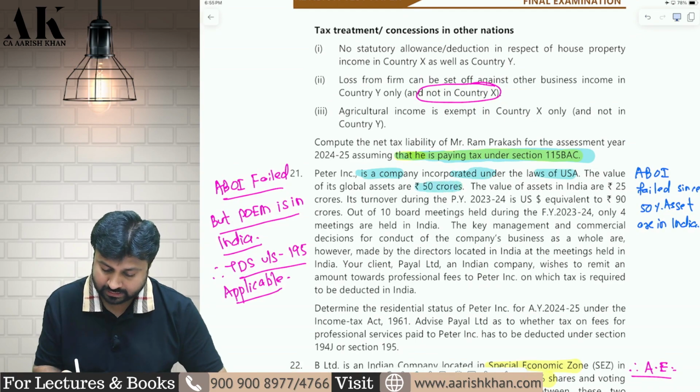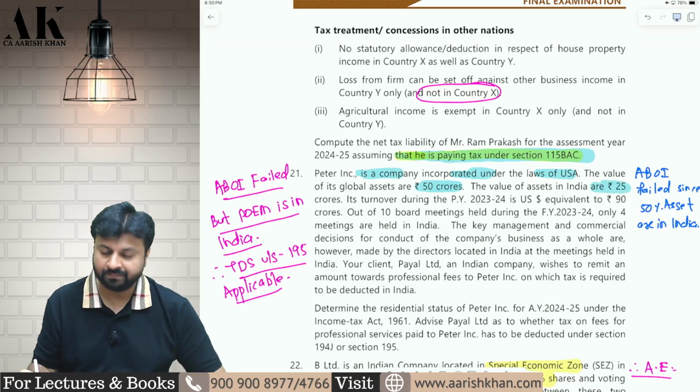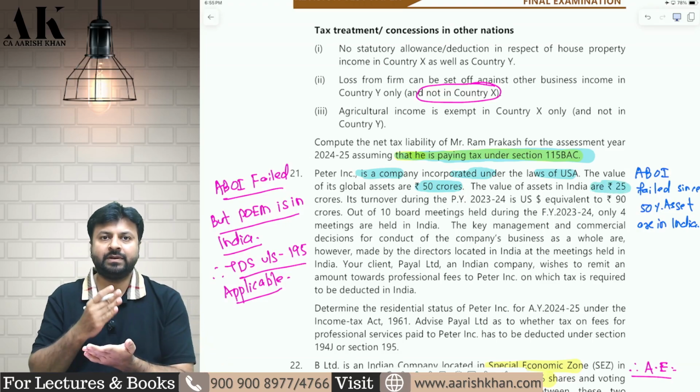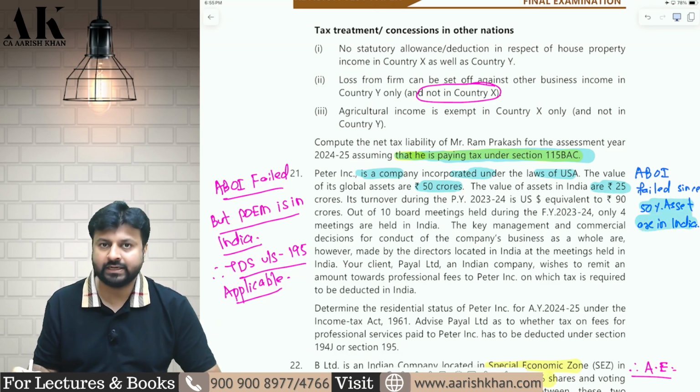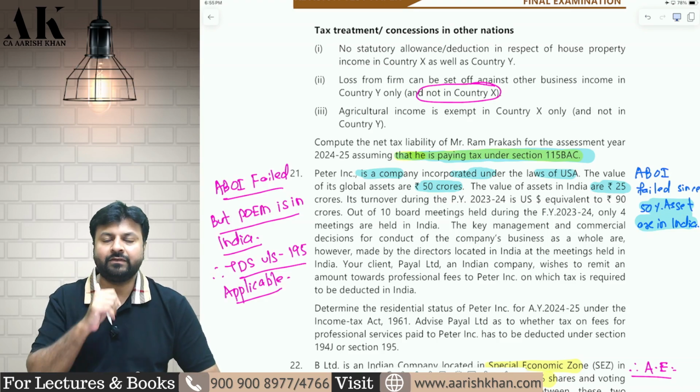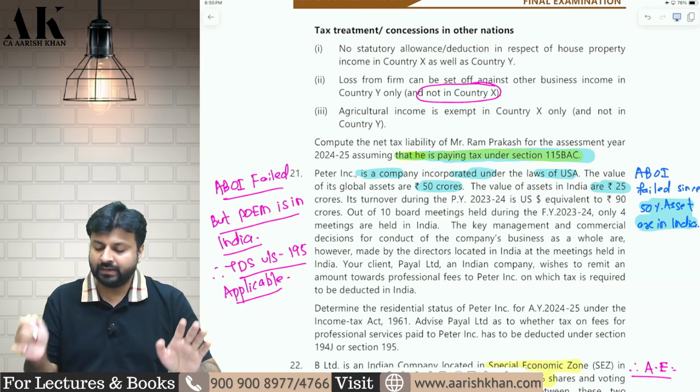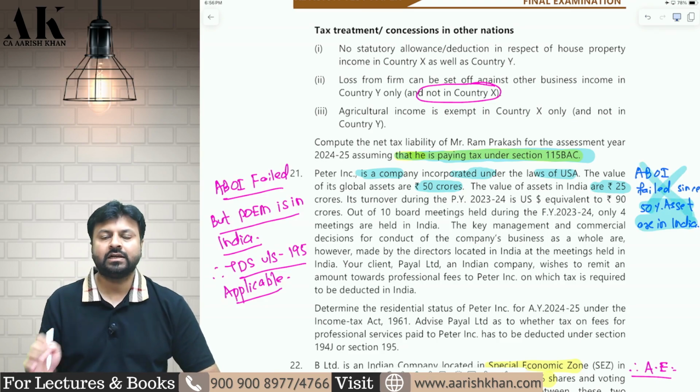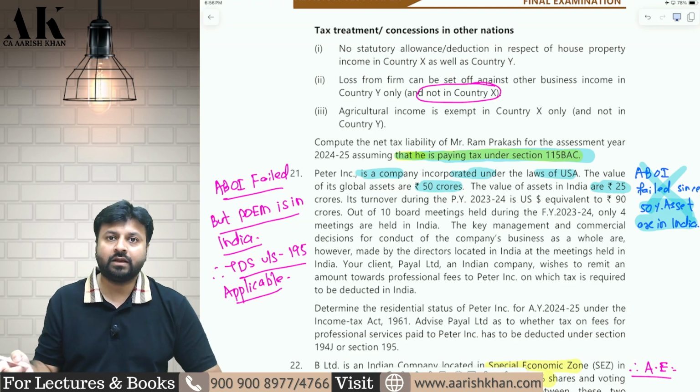Now the next question is, Peter is a company which is incorporated under the laws of USA. The global assets of Peter are 50 crores and the Indian assets of Peter are 25 crore. Because the Indian assets are 25 crore out of 50 crore, it is 50% of the assets. Less than 50% of the assets should be in India. In case of Peter, exactly 50% of the assets are in India. Therefore, Peter is not fulfilling the ABOI test.